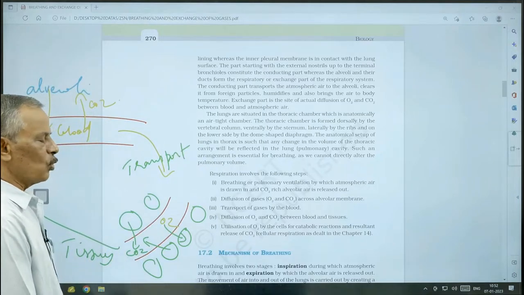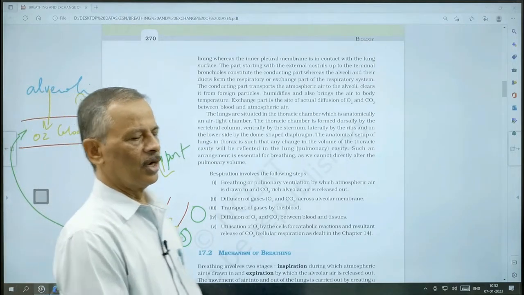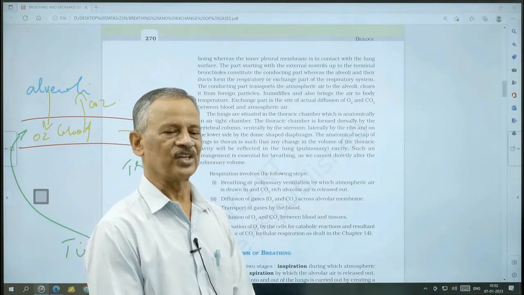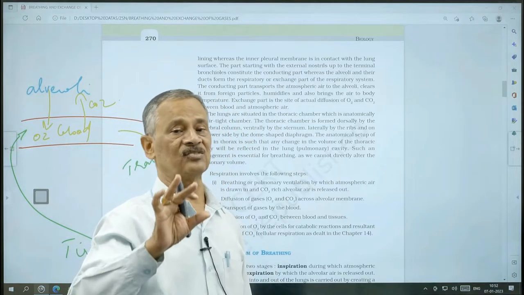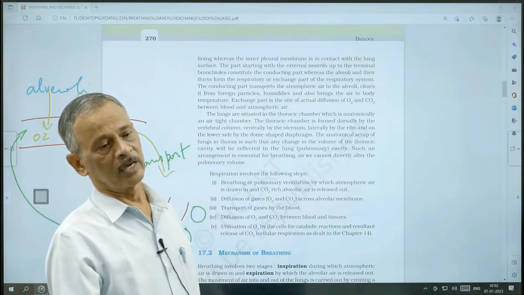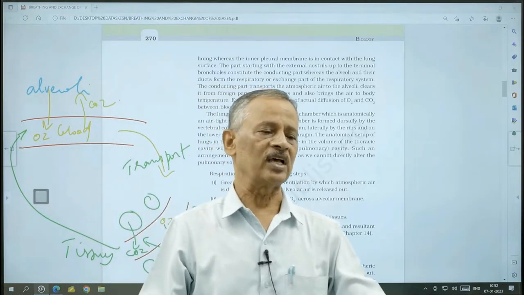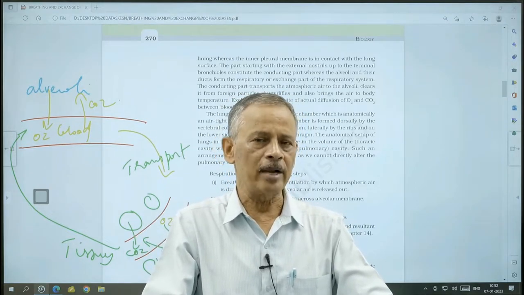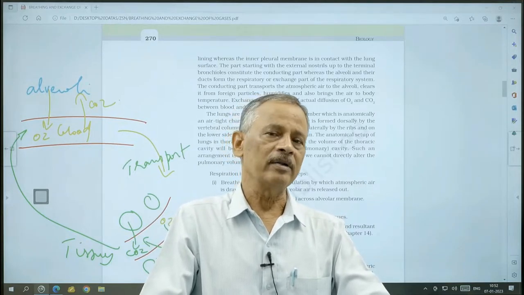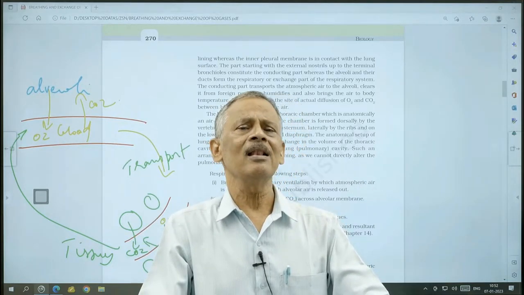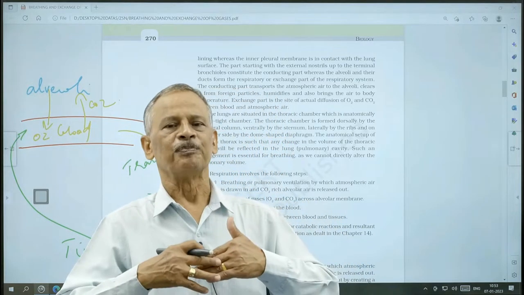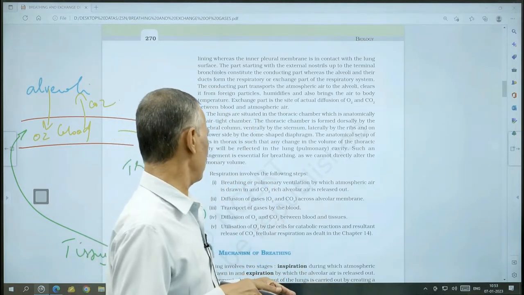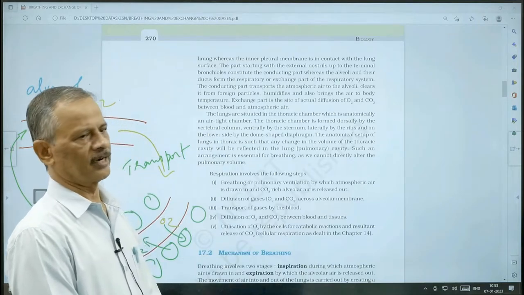Thus, once oxygen is reaching the tissues, tissues can utilize it for its activities, namely oxidation. That takes place inside the cells. That is why it is called cellular respiration. It is actually during this process that energy is released. This is what is actually called respiration. This is also called internal respiration, because it is inside the tissues that oxygen is utilized for production of energy, and so it is called cellular respiration or internal respiration.